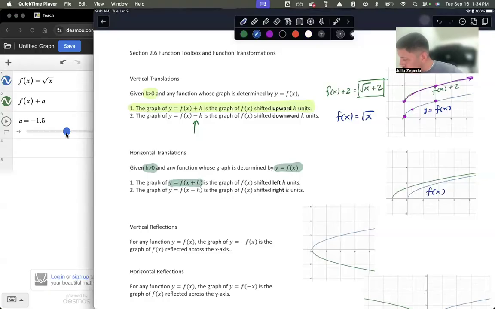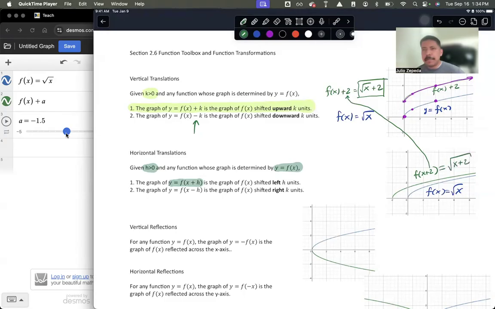The basic function is just the square root of x, the parent function. So what I've shown here in the graph is f of x plus 2. Notice how the plus 2 is not outside of the function. We're not adding 2 to the entire function, but we are putting a plus 2 inside of the function. In terms of the notation, that's going to look like the square root of x plus 2.